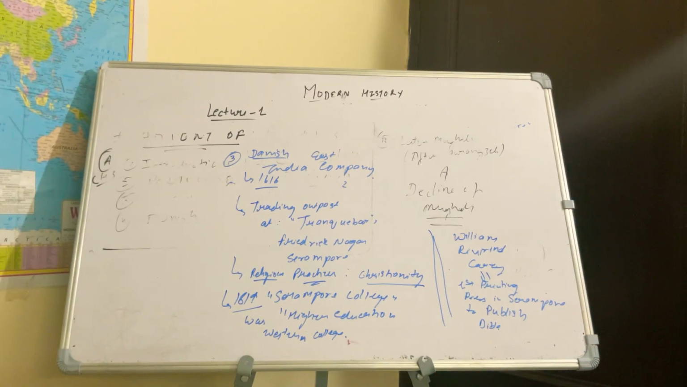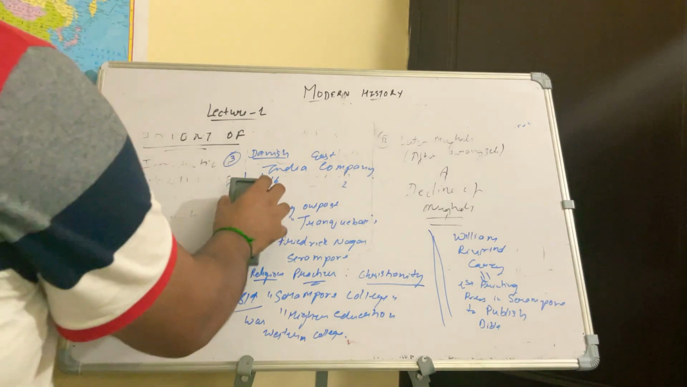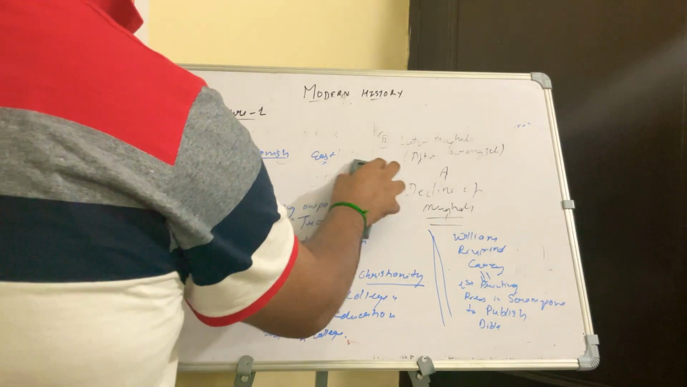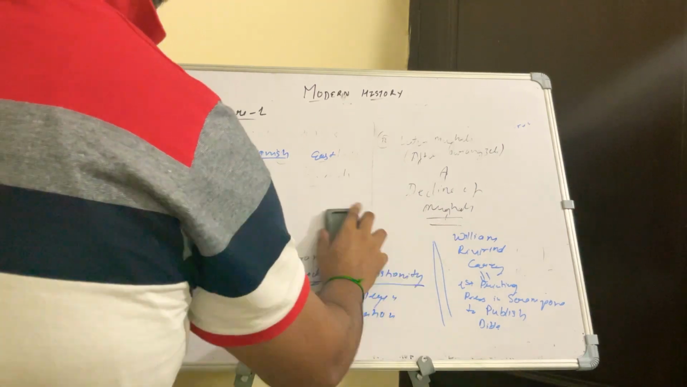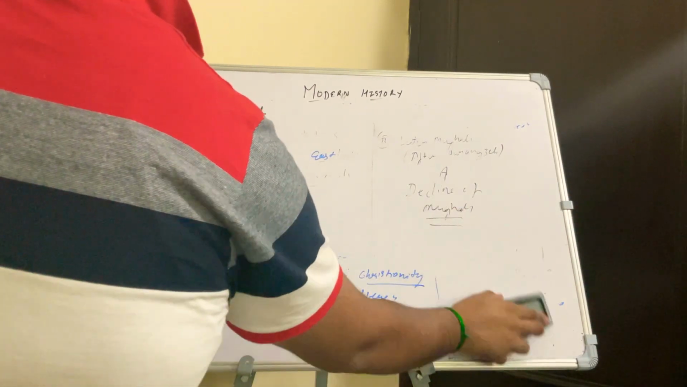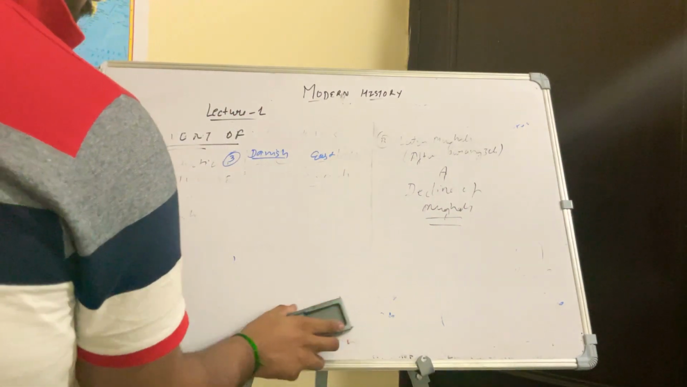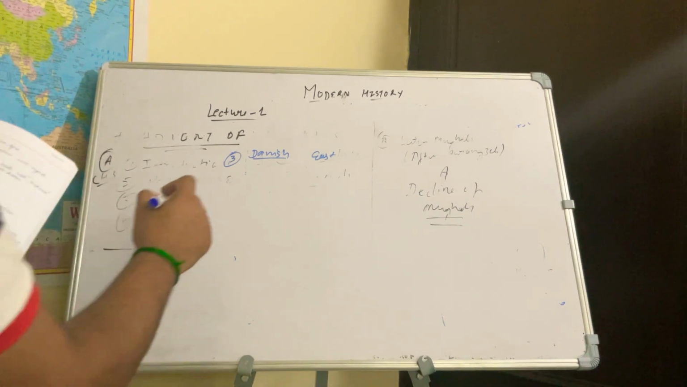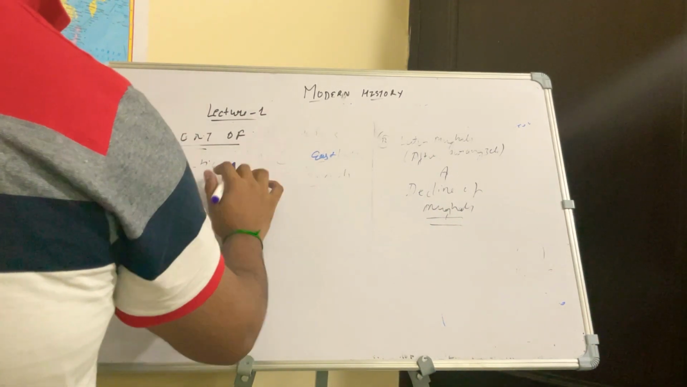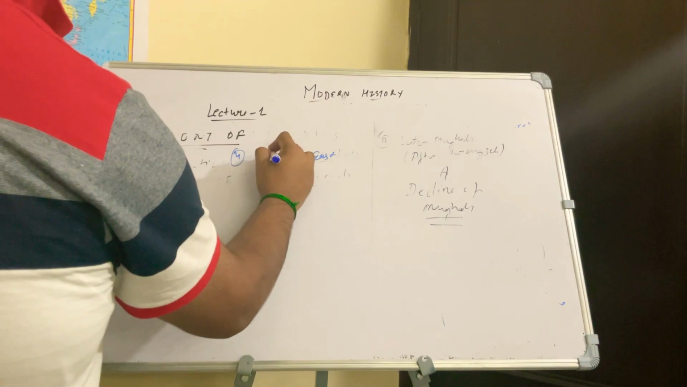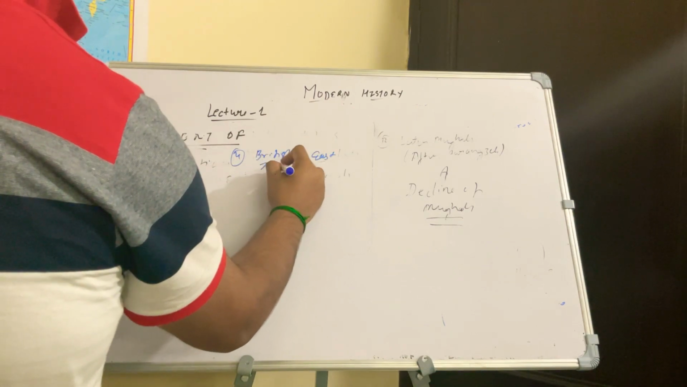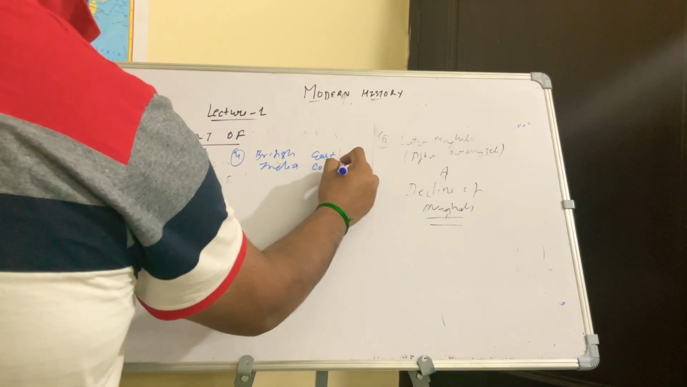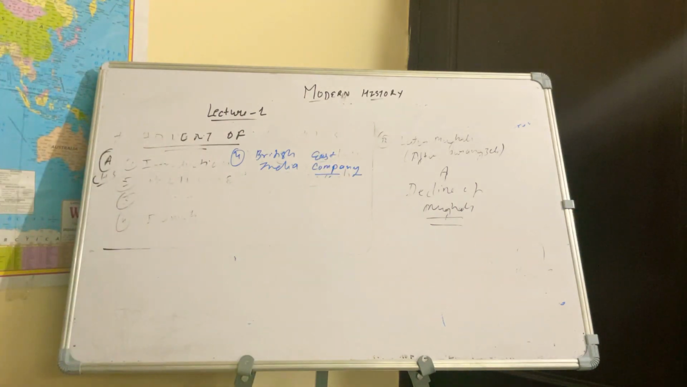Now the fourth European that we'll talk about is the British, the very famous British. So we are at fourth, it's British East India Company. So in this we'll have a lot of details, so please write down.